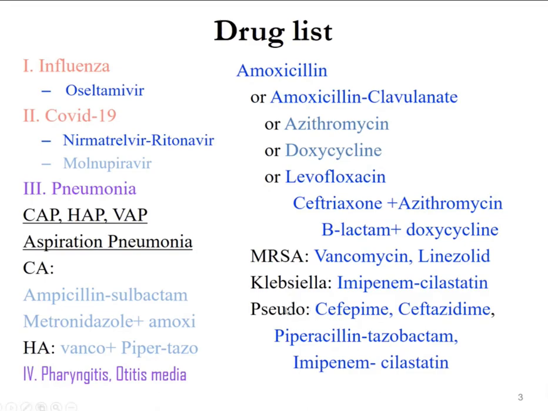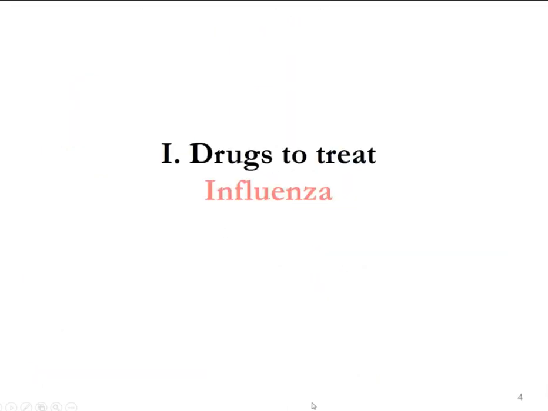But for the ventilator associated, you have to do Pseudomonas coverage. What do you do? You need to look at the drugs which can kill Pseudomonas. Cefepime, then ceftazidime. These are 4th and 3rd generation cephalosporins. Then you have the penicillin, piperacillin tazobactam, and imipenem cilastatin. So these are the drugs we are going to study in detail. These are the big ones. So let's start. Okay, ready?